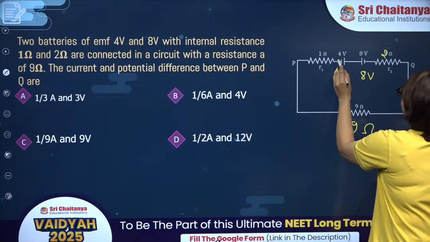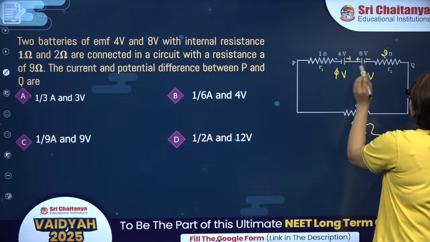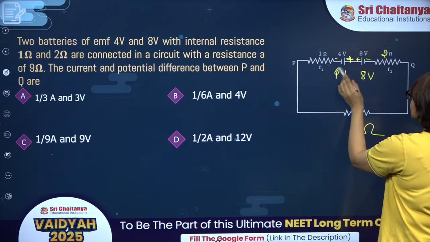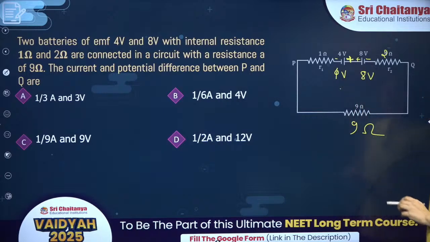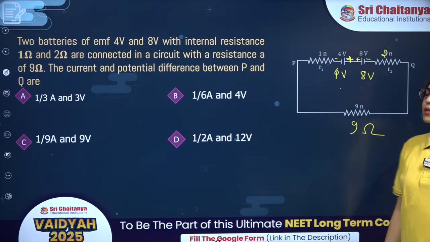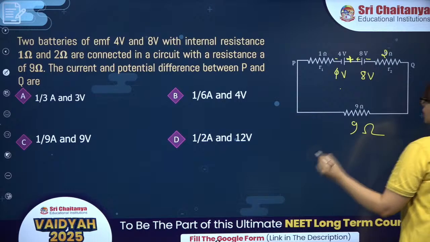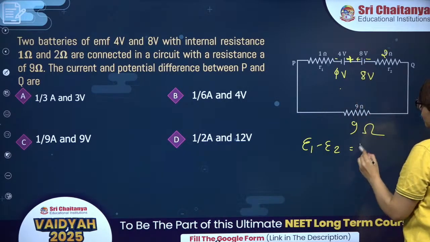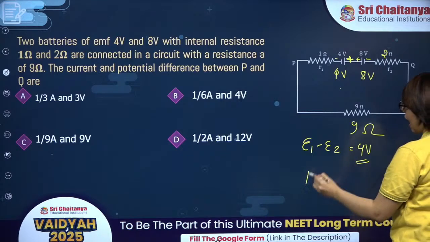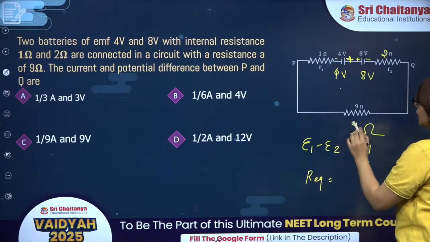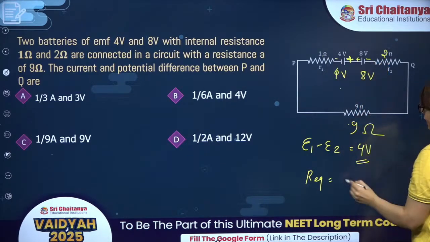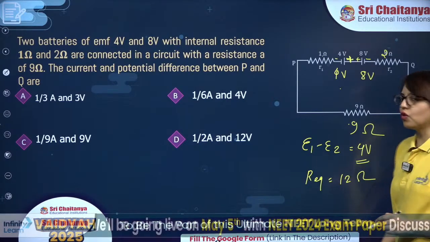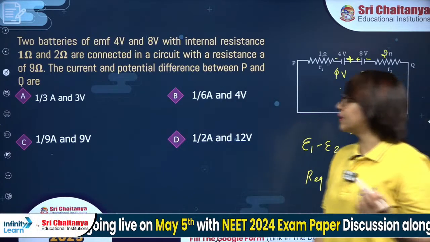Look at the polarity: negative, positive, positive, negative. So the similar plates of the batteries are connected. That means these two batteries are not supporting each other. They are opposing each other, right? So net EMF will be E1 minus E2, which is 8 minus 4 volt. R equivalent over here will be 9 plus 1 plus 2, that is 12 ohms. So we have equivalent EMF 4 and R equivalent as 12.